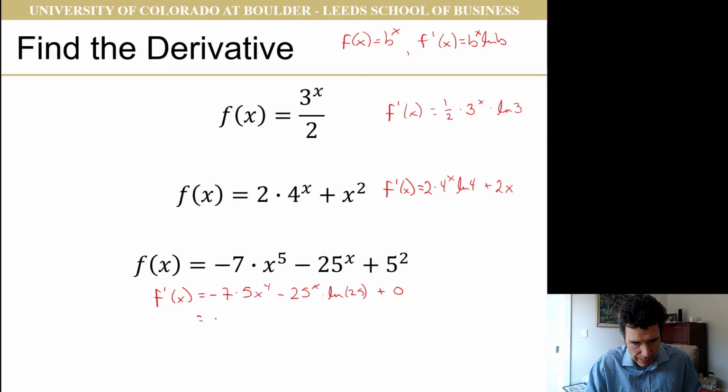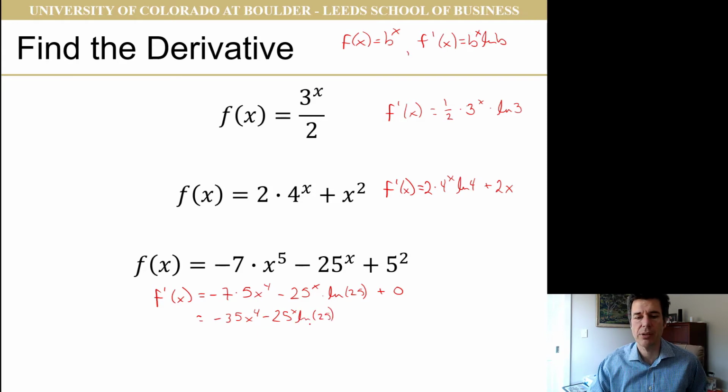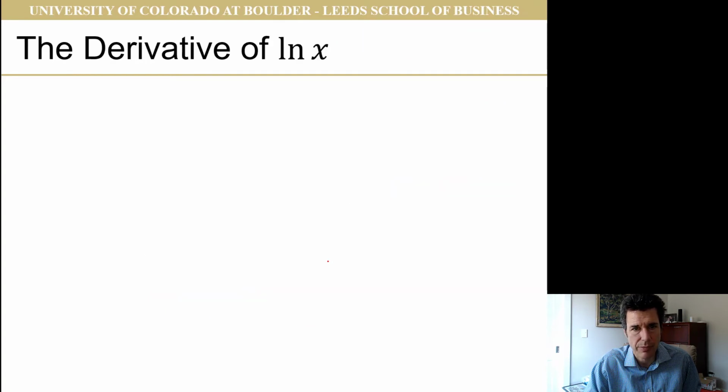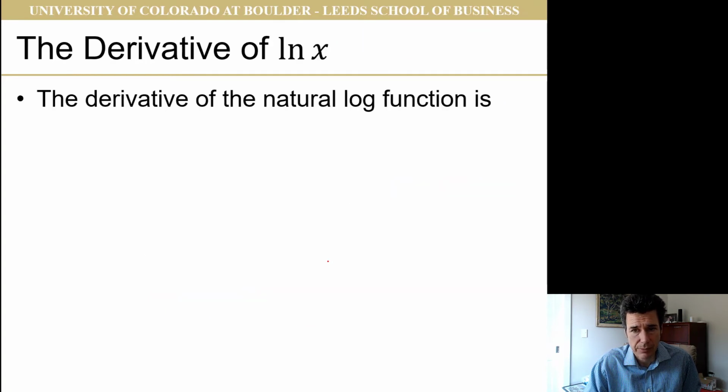Here we can multiply, so negative 35x to the fourth minus 25 to the x ln of 25. Okay, so again, be careful. If I'm asking you a question like what's the derivative, these are both acceptable answers, but be careful, power rule and e to the x give you very different answers, and you have to be careful about which one's the appropriate function to use. Okay, the derivative of ln of x is 1 over x.